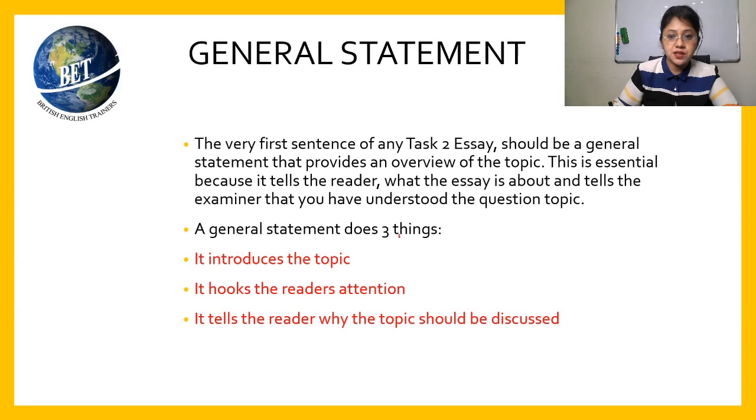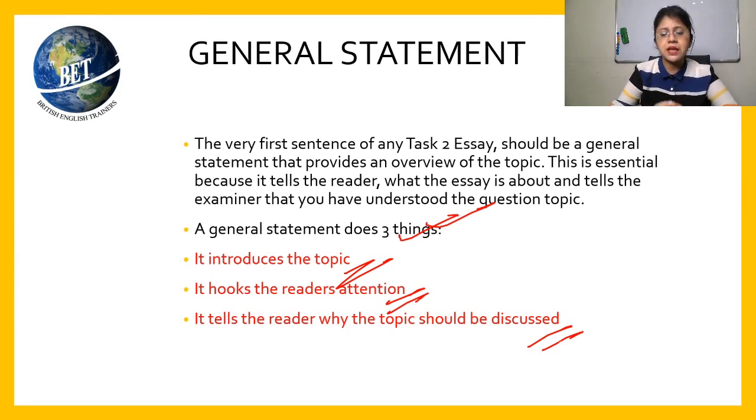A general statement does three things. It introduces the topic, it hooks the reader's attention, it tells the reader why the topic should be discussed. The very first sentence of any task 2 essay should be a general statement that provides an overview of the topic. This is essential because it tells the reader, your examiner, that you've understood the question and you are now ready to answer it in detail in the subsequent paragraphs.